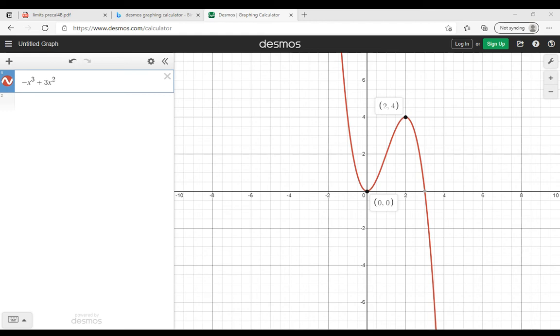So from here, we started at 0 and we increase to 2, and then we decrease. So we are going to decrease again from 2 to negative infinity, because this thing keeps going down towards negative infinity.